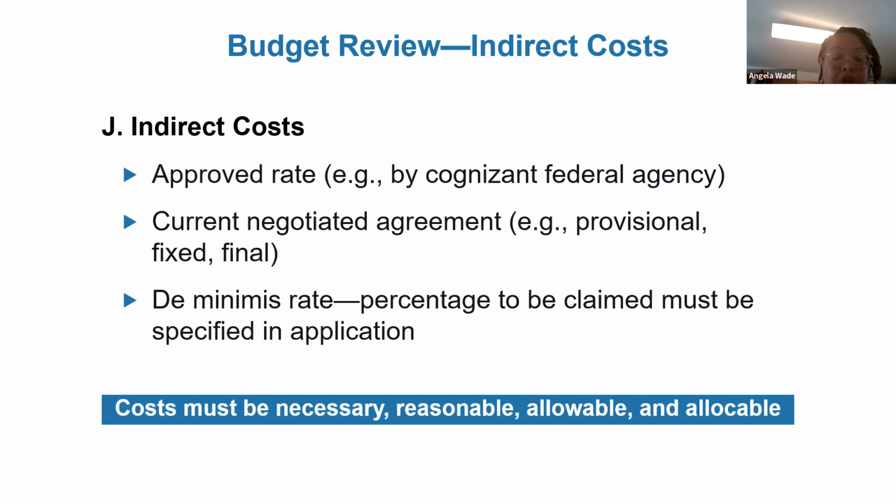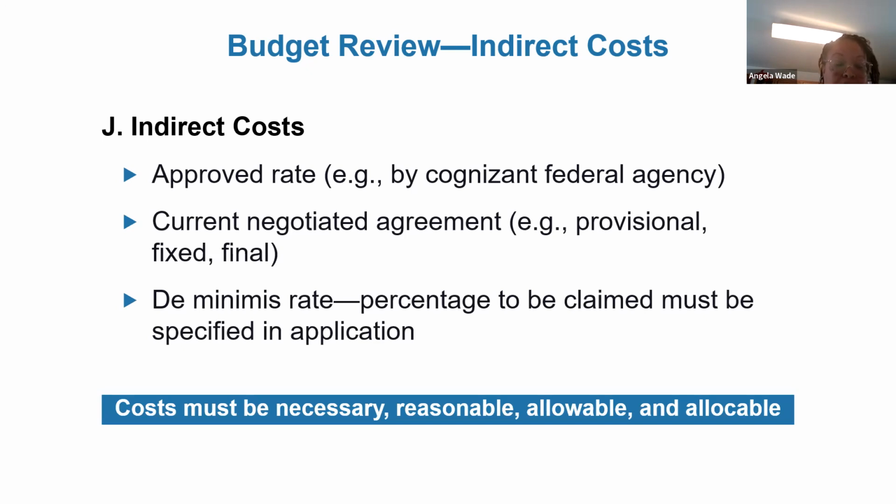So if you have a current indirect cost rate agreement, you're going to actually attach that in JustGrants when you submit your budget. And again, when you're completing your budget, you need to include the actual rate. So you should be using the rate that's on your indirect cost rate agreement. You're going to let us know the type of rate and the basis for your rate.